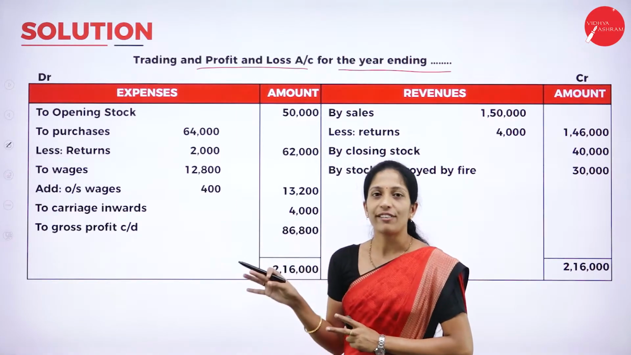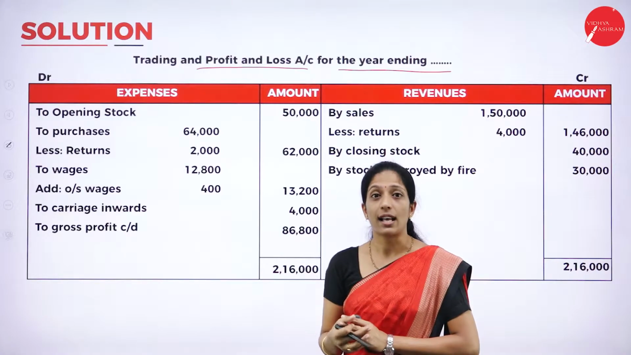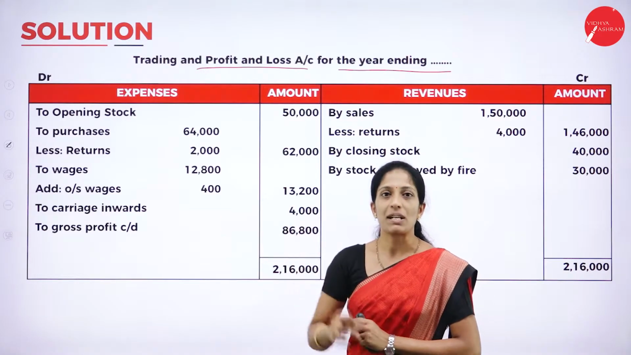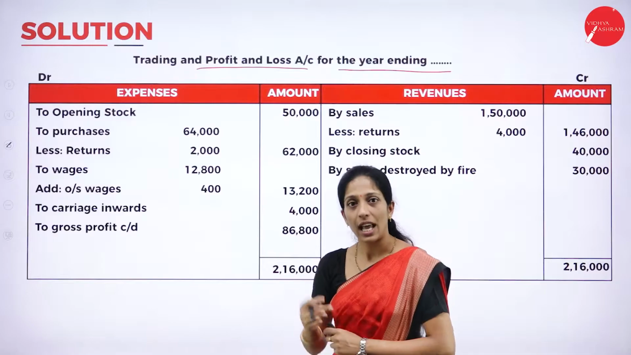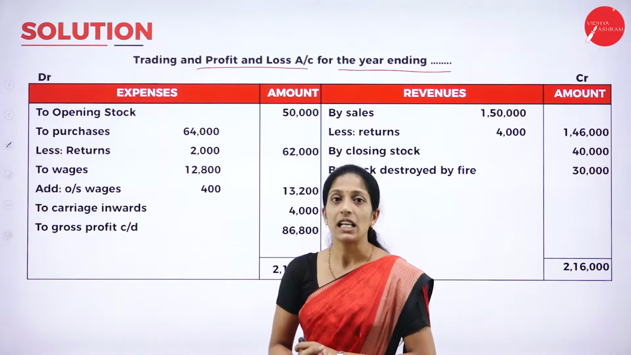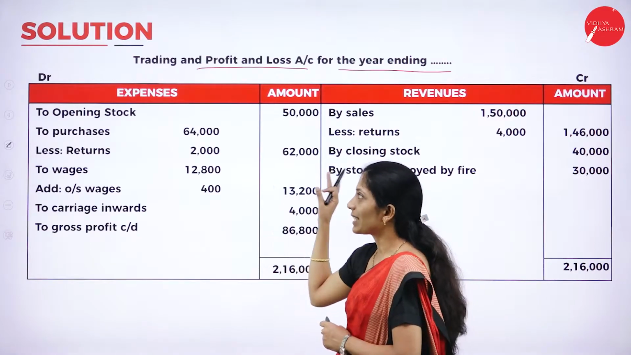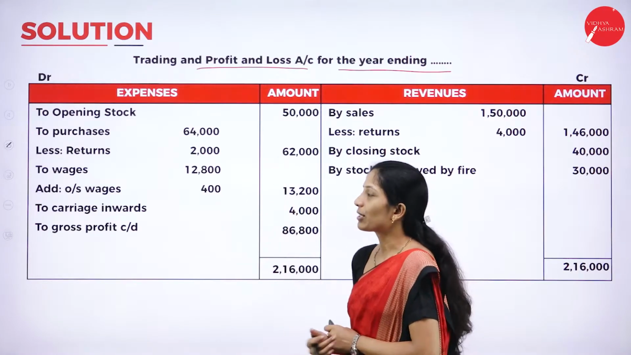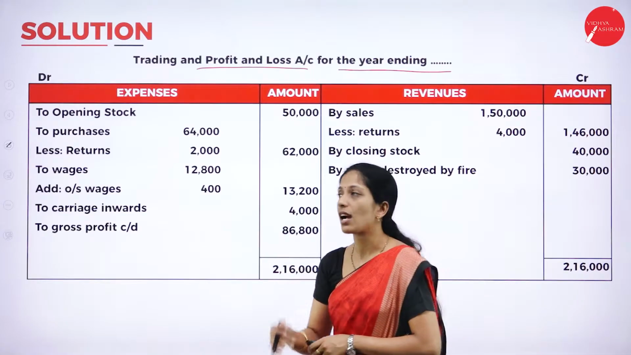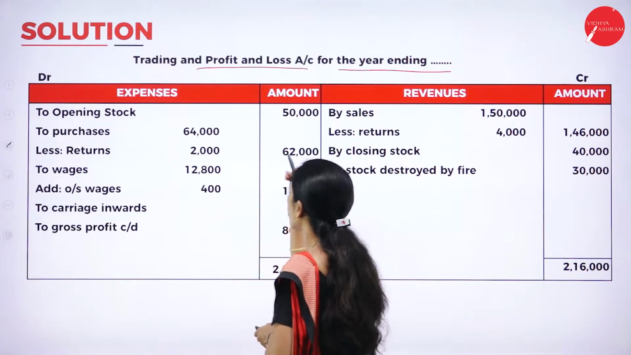Now, you know the format. So, our trading account has a debit as well as a credit side. Debit side will be expenses or losses, and credit side will be income or revenue or gain. So, this will be the format. Now, coming to the debit side. So, how do we start? We'll start with opening stock. So, write to opening stock.